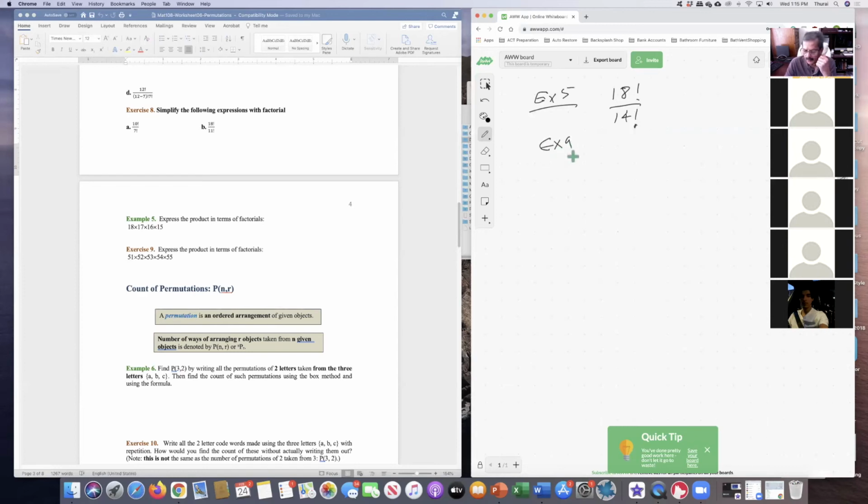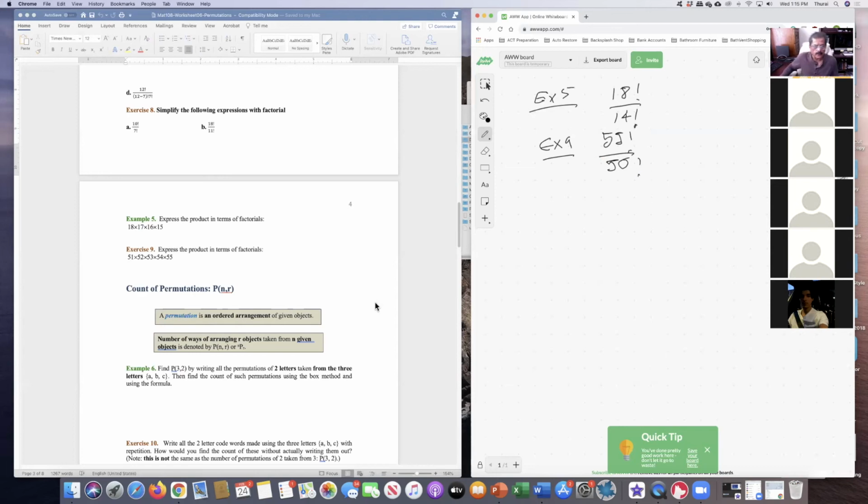Exercise 9. Very similar, but the numbers are multiplied in the reverse order, but you can still understand what that means. So what factorial? 55 factorial divided by 50 factorial. Very good. Now, if anybody is having trouble understanding that, please ask the question.